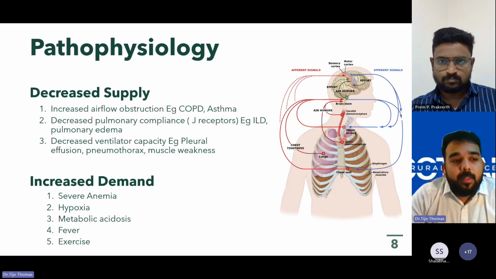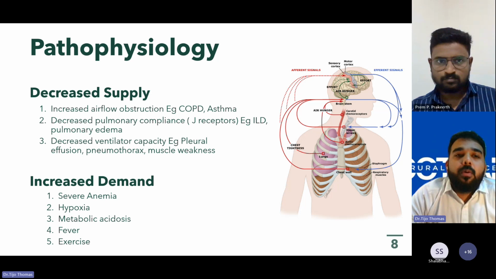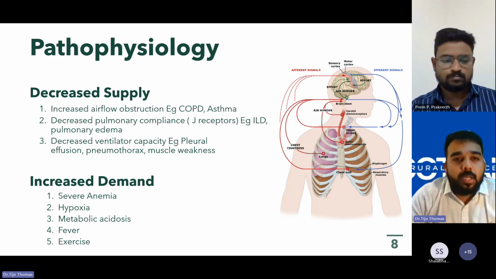So looking at the pathophysiology, the two common reasons would be decreased supply or increased demand. Increased demand will be seen in patients with severe anemia, metabolic acidosis, when there's fever, when there's exertion and all that. Decreased supply would be seen in conditions where there's increased obstruction to the airflow, such as in COPD and asthma, when there's decreased compliance of the lungs, such as in interstitial lung disease and pulmonary edema, and when there's decreased capacity of the lungs, such as in pleural effusion, pneumothorax, and muscle weakness.